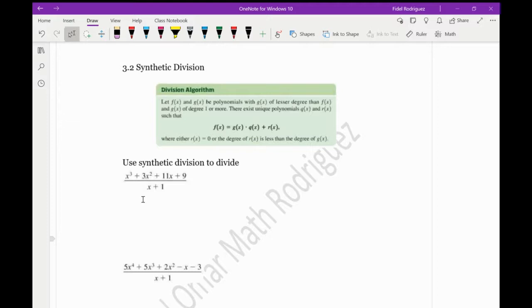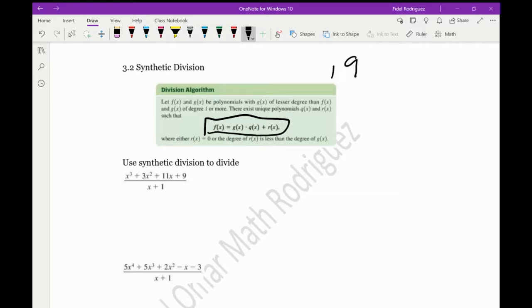Okay. So 3.2 is something called synthetic division, and there's something here called the division algorithm. I'm going to explain the division algorithm to you guys in a real simple way. If you look at all this stuff here, f of x equals g of x times q of x plus r of x. Easiest way to think about this.